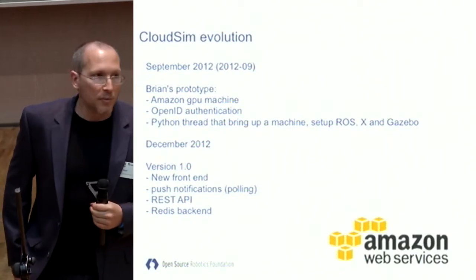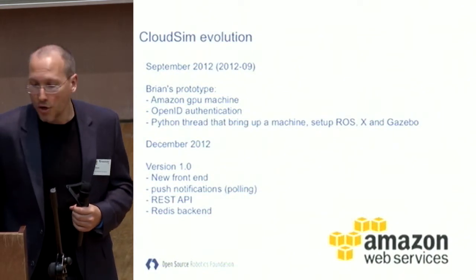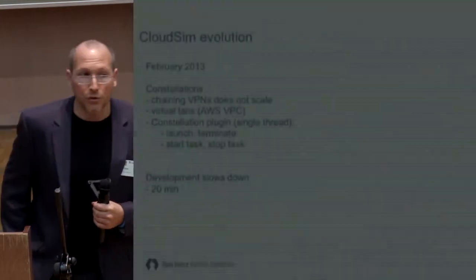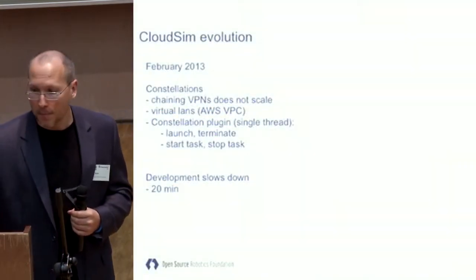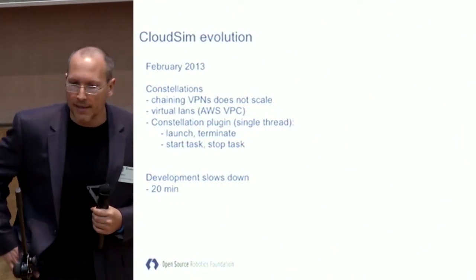This turned out to be a very bad decision because the push notification system I used was actually not very good on Apache, and we reverted to a polling scheme since then. So by February, we needed to implement the multi-machines.